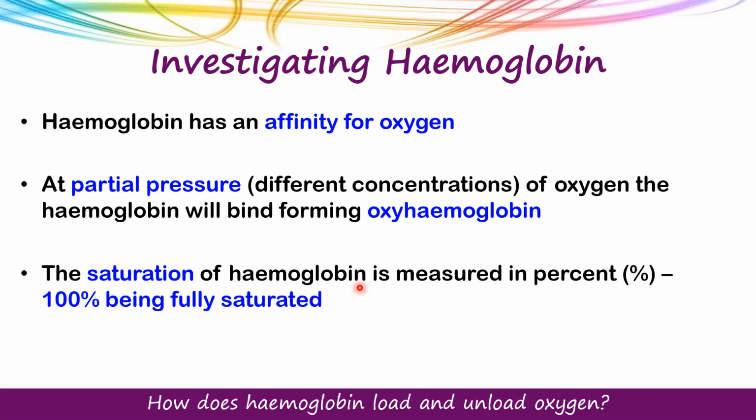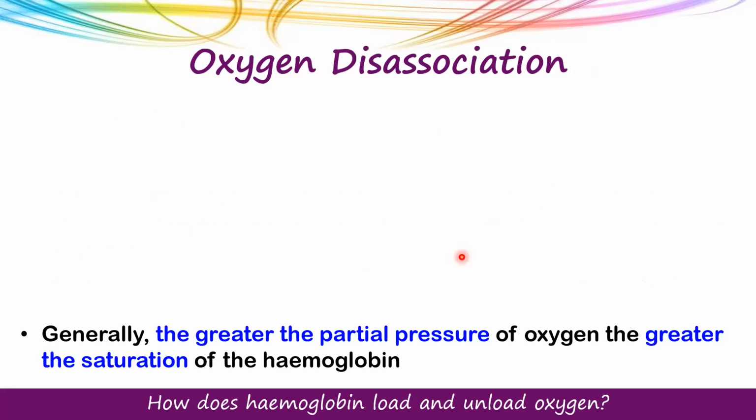So saturation of hemoglobin is measured in percentage, right? This is how we measure what percentage of hemoglobin is bound to oxygen, and this is what tells us the saturation. It can be 100%, which means it is fully saturated. It can be 80%, 75%, 50%, or below that as well. So saturation levels tell you how much oxygen is bound to the hemoglobin at one particular time.